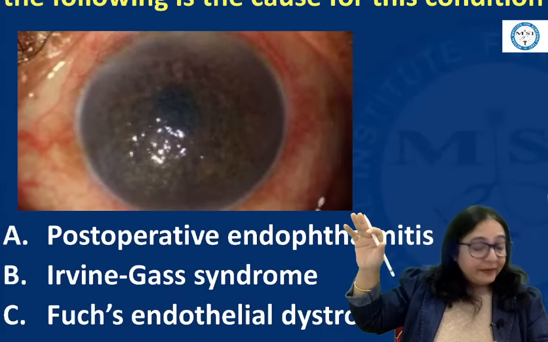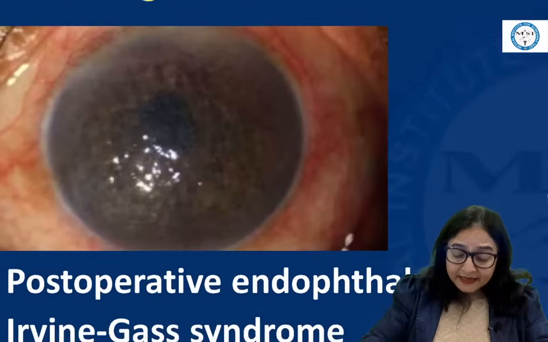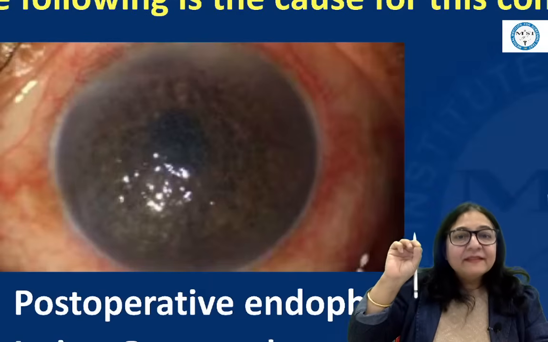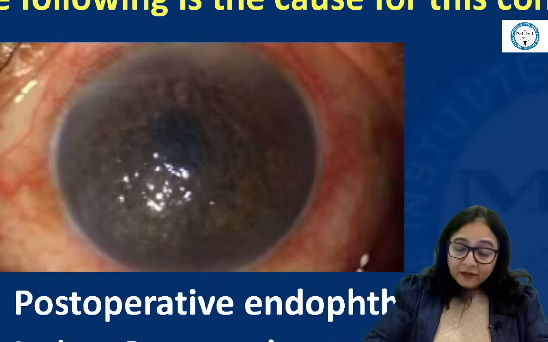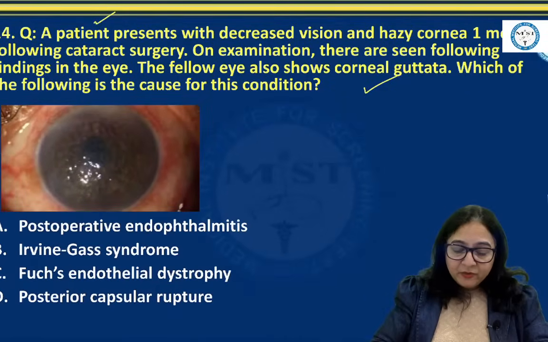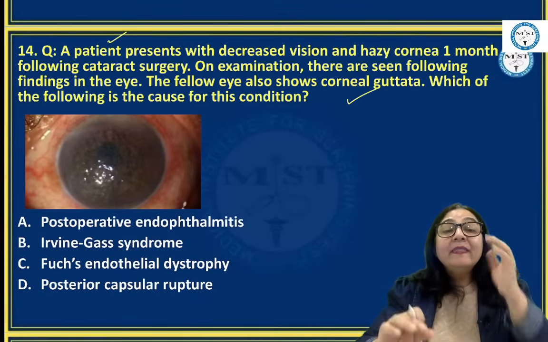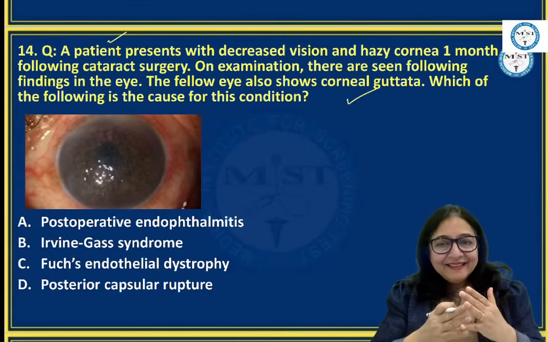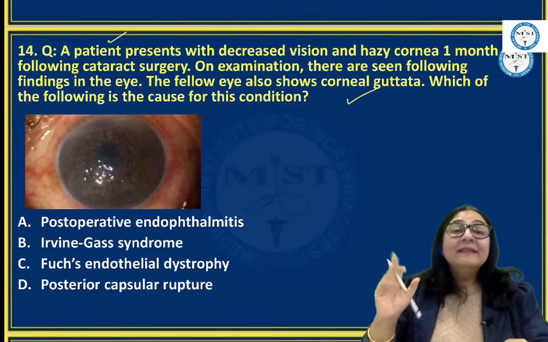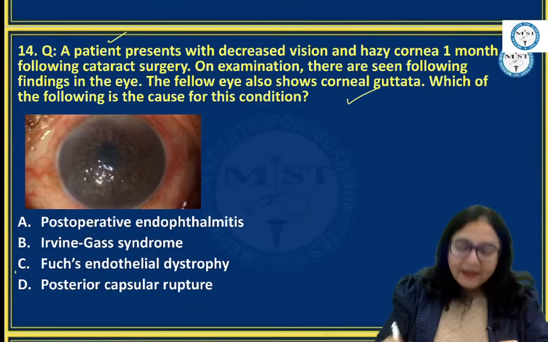What do we see here? You are seeing that the cornea is hazy, edematous, and showing small bullae, small blisters on the surface. So this is Fuchs endothelial dystrophy, especially since they have already told you there is corneal guttata. Corneal guttata are formed when there is loss of endothelial cells and pleomorphism of the corneal endothelial cells. That leads to corneal guttata. So all of you are right, it's Fuchs endothelial dystrophy.